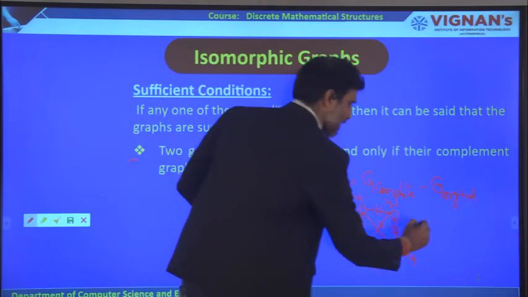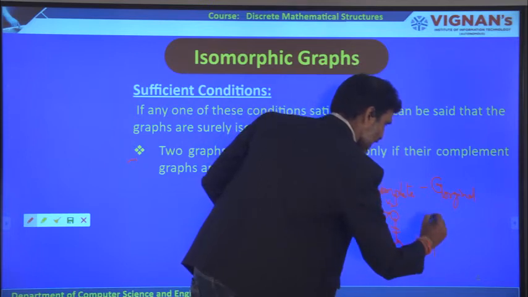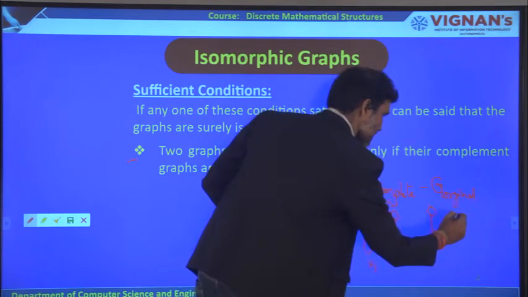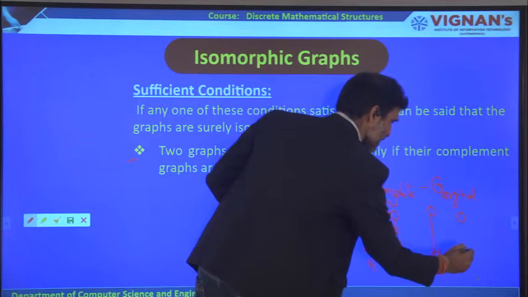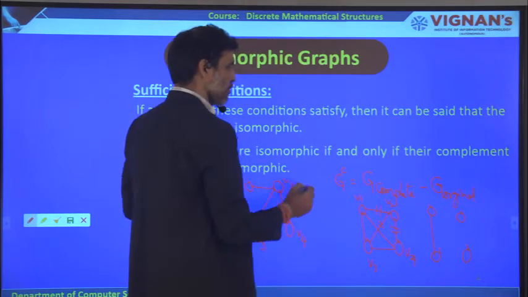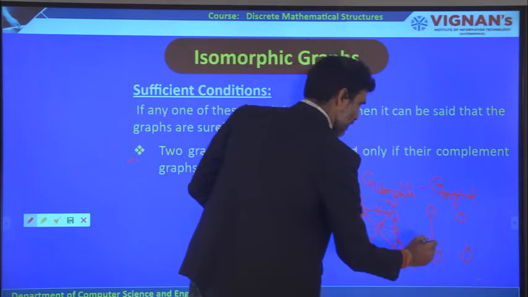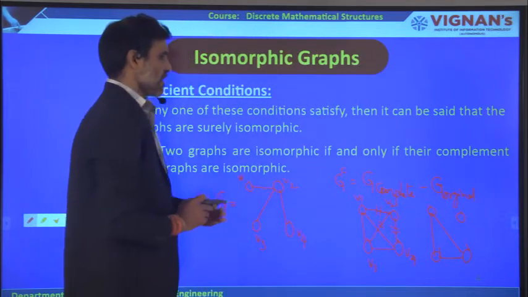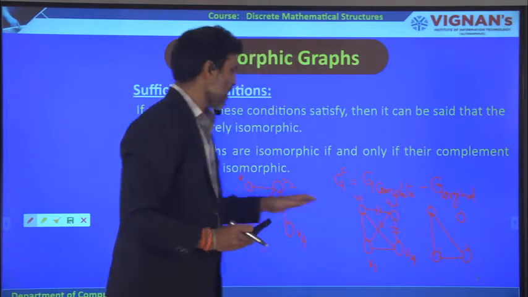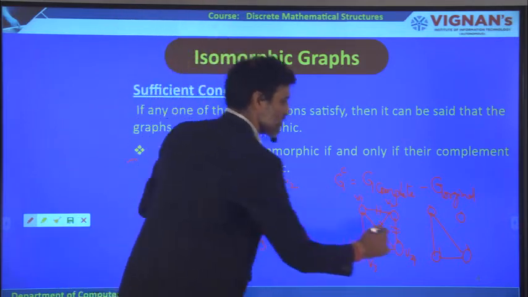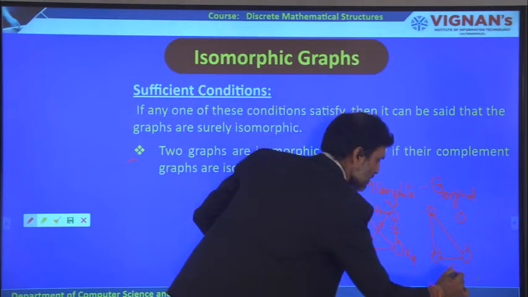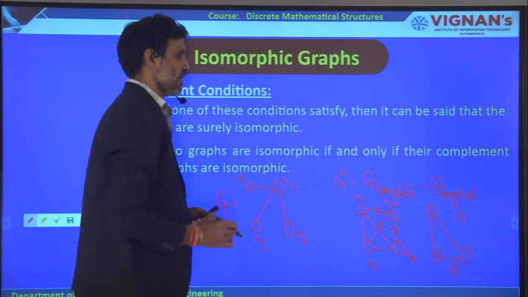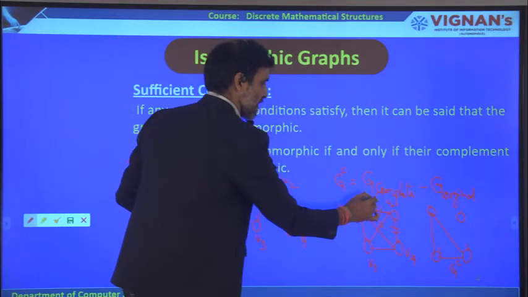Then what can we get? We get a graph like this: this is a vertex and this is another vertex, this is a vertex and this is a vertex. By removing those edges, what can we get? The remaining edges will look like this. So this graph is called the complement of the graph. This is called G complement, and this is the complete graph.